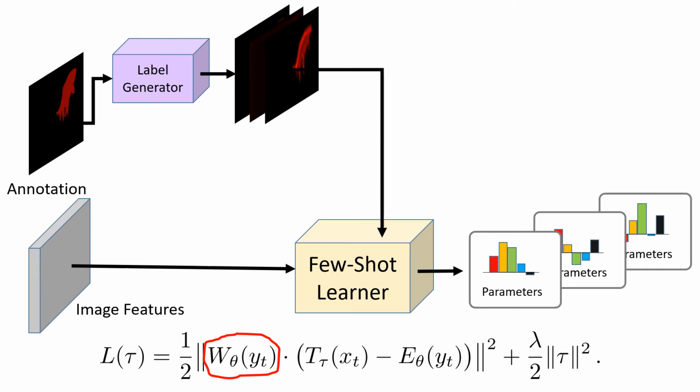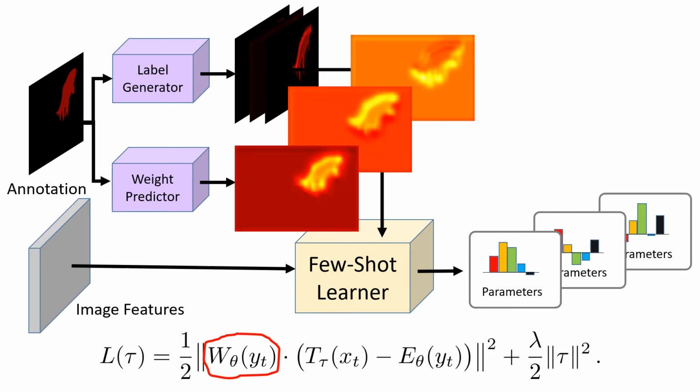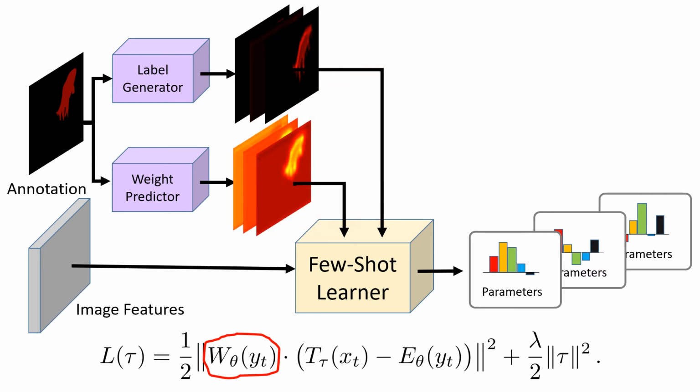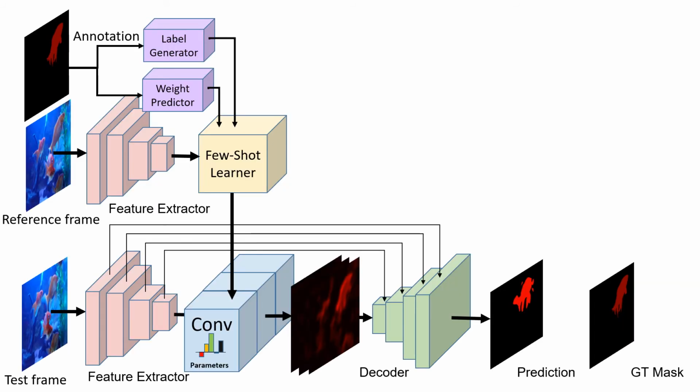It might also be beneficial to give higher weights to regions of small objects as a way of balancing the data. To tackle these issues, we introduce a weight predictor that assigns importance weights to the activations of the few-shot learner loss. Thus, the weight predictor can guide the learner to focus on the more crucial regions of the labels. This is a visualization of our final computational graph, including the label generator and the weight predictor. Like before, this network can be trained in an end-to-end manner.